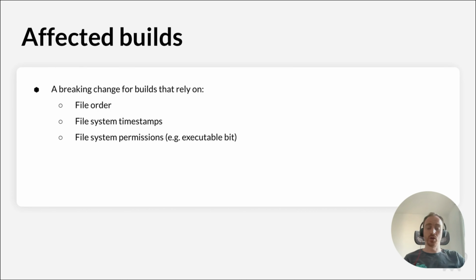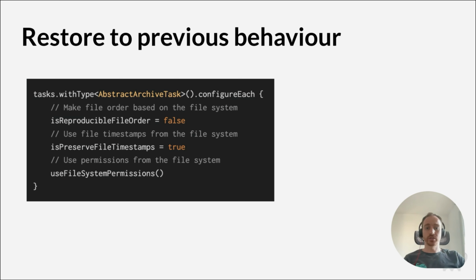It's important to note that this is a breaking change. If your build relies on file order, file system timestamps, file system permissions, or file executable bit, you may need to adjust your build configuration. You can adjust configuration by configuring tasks directly. For example, you can restore to the previous behavior of archive task with a configuration like shown in this slide.